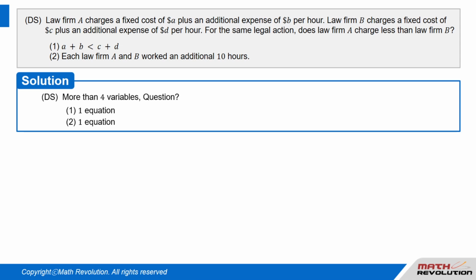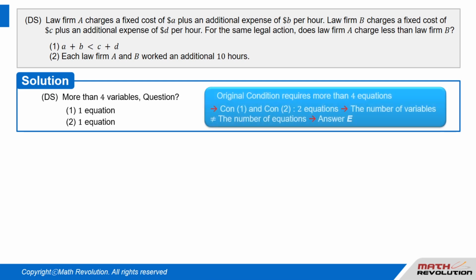Now, the variables would generally require more than 4 equations to be able to solve for the value of the variables. We know that each condition would usually give us an equation, resulting in a total of 2 equations, each one from condition 1 and condition 2. However, since we need more than 4 equations to match the numbers of variables and equations in the original condition, the unequal number of equations and variables should logically give us an answer E.